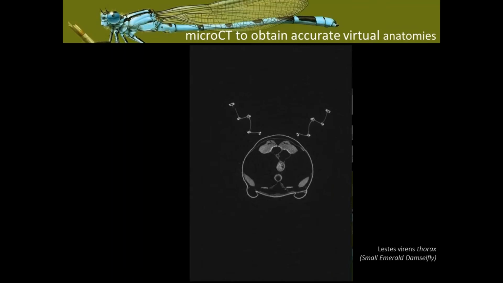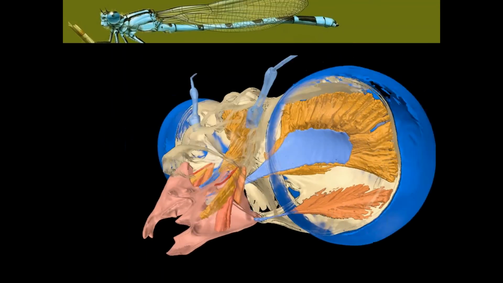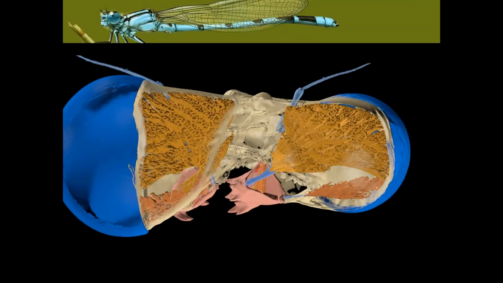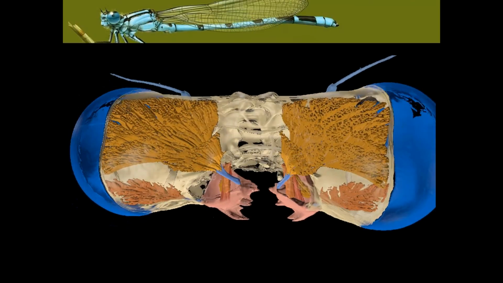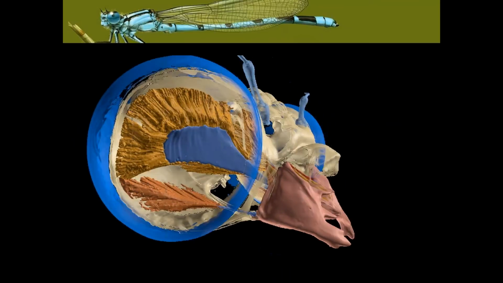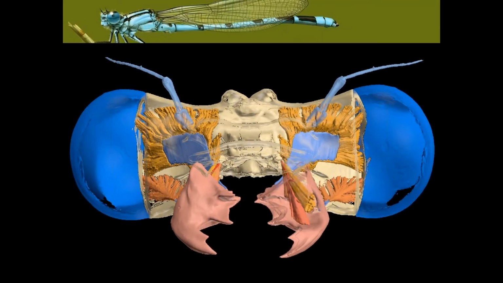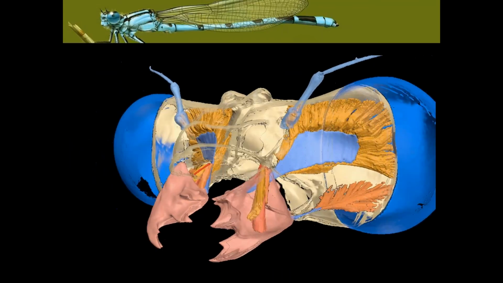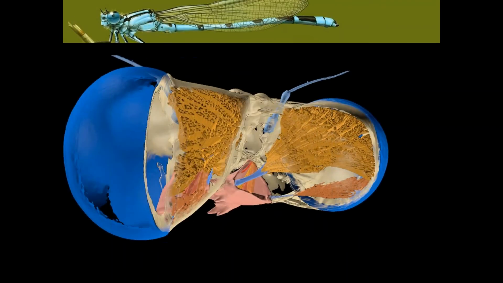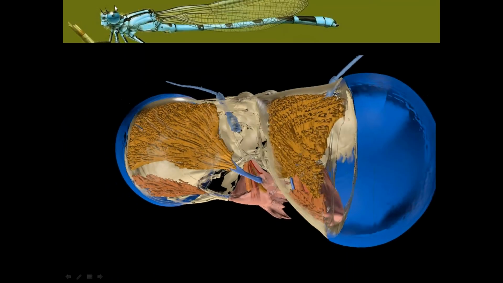And this helps us a lot to generate these nice looking three-dimensional models. This is obviously a dragonfly head, as you all can see. And you see that the eyes are here colored in blue, and you see the orange muscles and the mouth parts, which are depicted here in the open state. So this is a representation of this anterior part of the dragonfly.